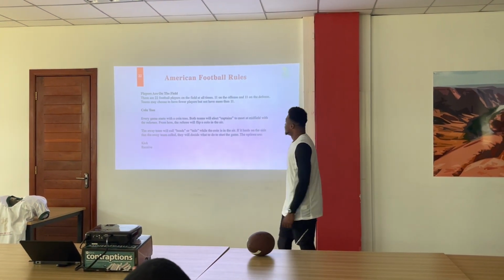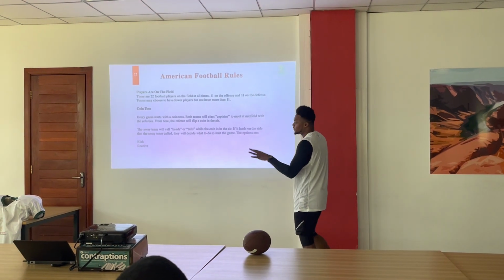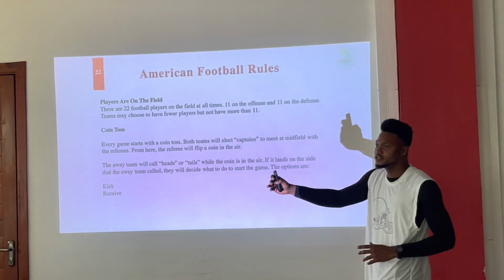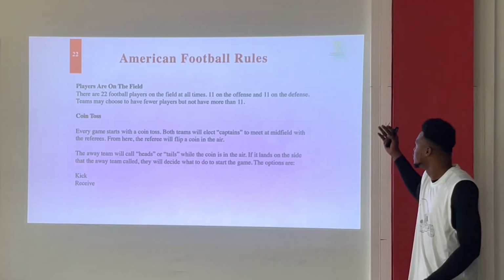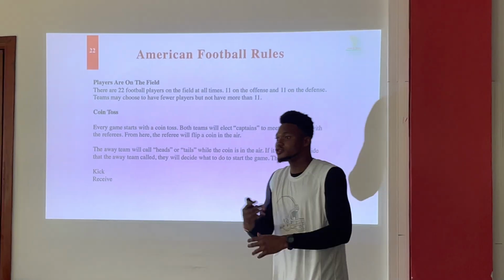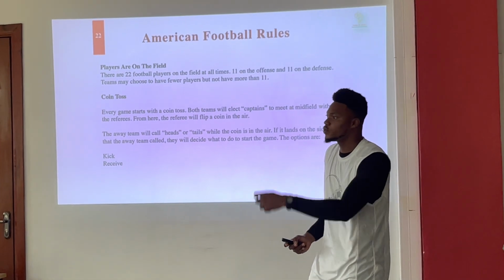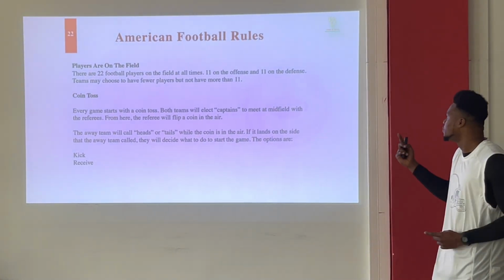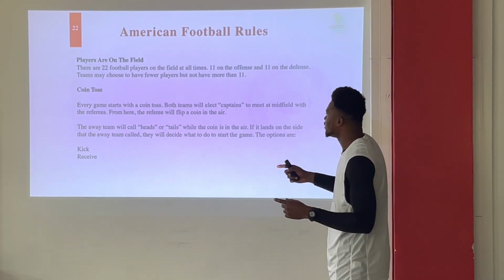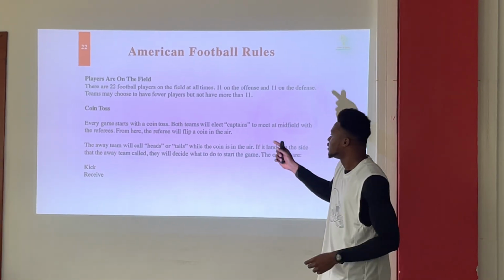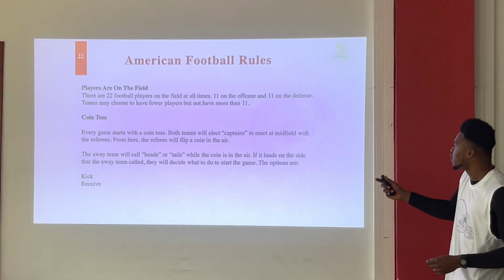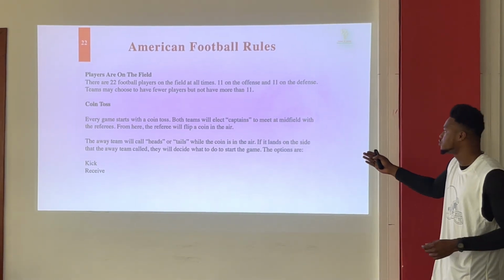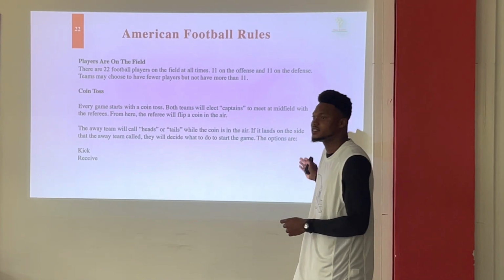Let's move on. So, on a field of play, there are 22 players, just like in soccer. Okay, 11 on the offense and 11 on the defense. Now, when the game is about to start, just like soccer, it starts with a coin toss. Every game starts with a coin toss. Both teams will elect captains to meet at midfield with the referees. The referee will flip the coin in the air. The away team will call heads or tails while the coin is in the air. If it lands on the side that the away team called, they will decide what to do to start the game. The options are kick and receive.